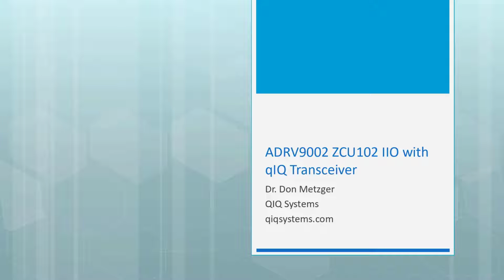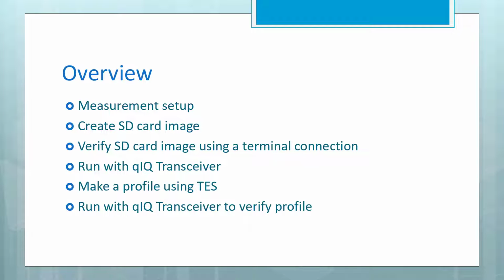This video is about the Analog Devices ADRV9002 transceiver chip running with a Xilinx AMD ZCU102 host board under Analog Devices IIO software, and we'll be doing the evaluation and demonstration using qIQ Systems qIQ Transceiver software. Here's an overview of the video.